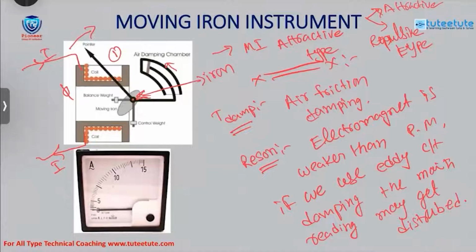Deflection torque is developed by the measuring quantity. That means if you are going to use it as an ammeter, current is the measuring quantity. With the help of current, the deflecting torque is going to be developed, whereas the controlling torque is developed by a spring mechanism. Damping torque is going to be developed by air friction damping.